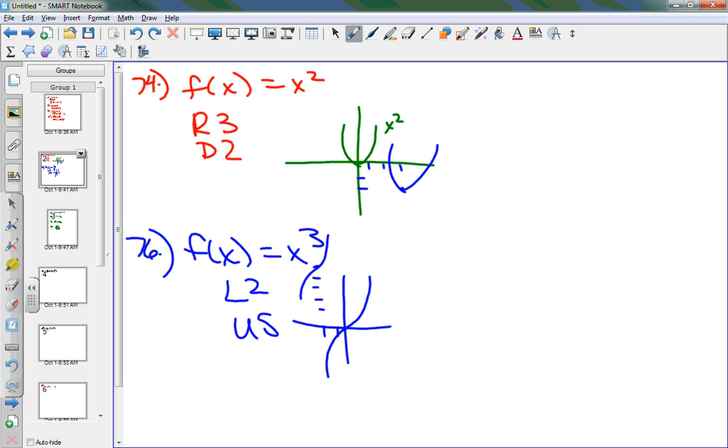Does that make sense? Thank you, Morgan. We good? Yes? Okay, now the rest are going to be verbal. So, 78. Jeff, 78. What's my parent function? Absolute value of x. And what's happening? It's going left 8 and down 1. Good.